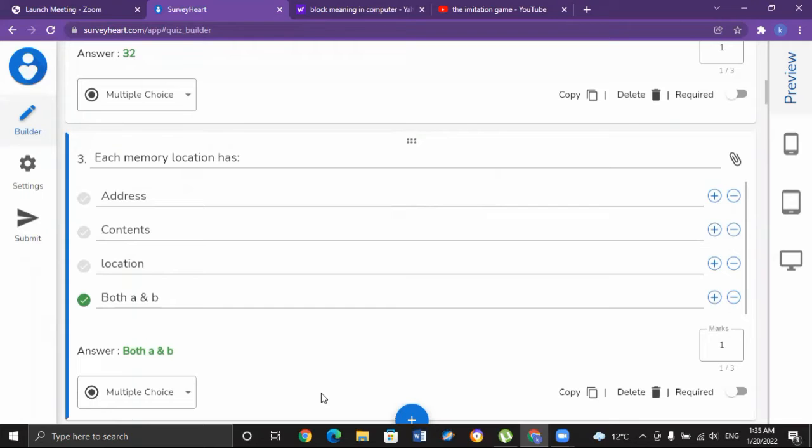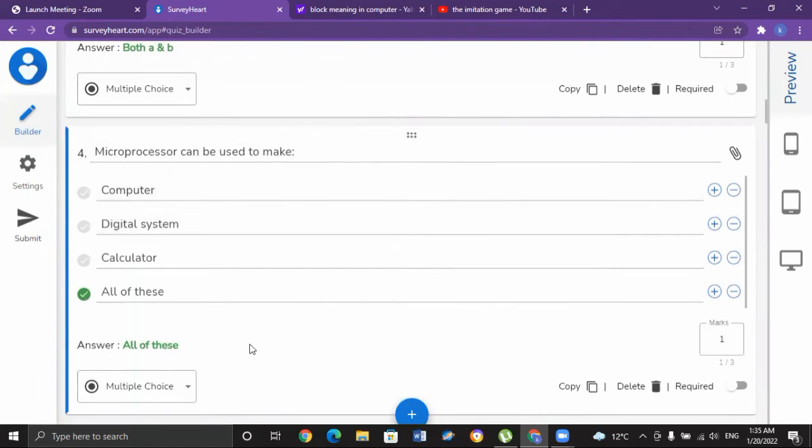Next MCQ is: each memory location has. What characteristics and features should a memory location have? A memory location should have an address and the content of the memory. So both A and B is the correct option for MCQ number 3. That is option D for MCQ number 3.